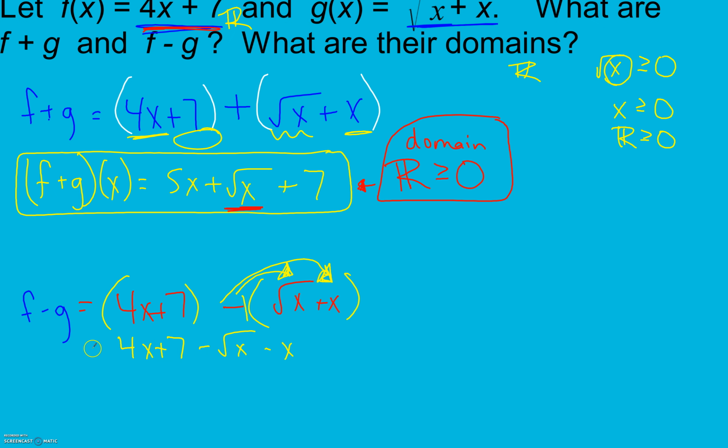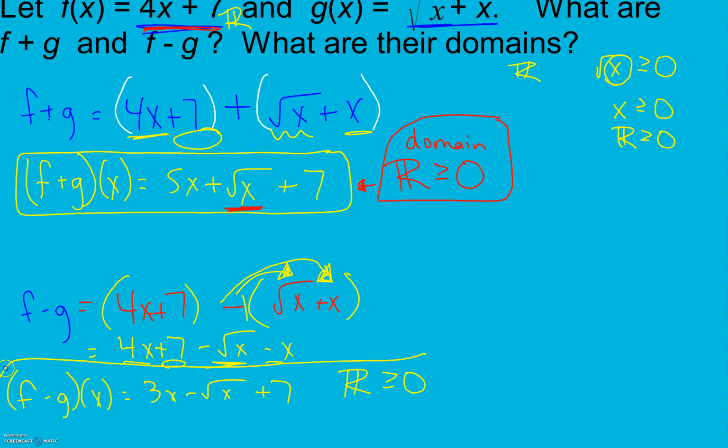Once we get to there, it's the same steps as in the adding. We just combine our like terms. So 4x − x is 3x, minus the square root of x, plus 7. And again, my domain is all real numbers greater than or equal to 0. Same domains here, nothing changed.